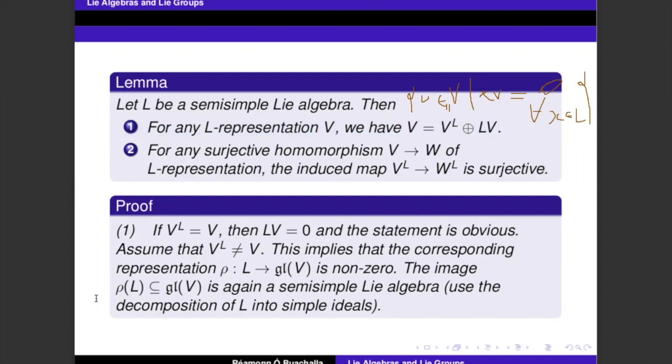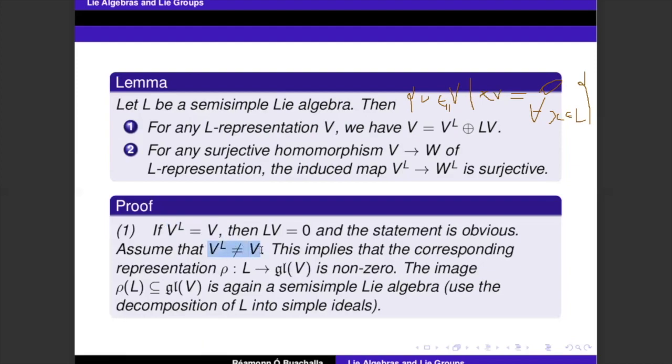If V^L is equal to V, which is to say everything in the representation is killed, which is to say that it's basically just a zero representation, then of course LV is equal to 0. That's clear, and then the statement is obvious. So in the case where you've got this trivial zero representation, the statement is obvious. Why do we labor on that? Well, that means that we can now assume that the representation is not zero. We now move on to the other situation, which is to say the case where there are elements contained inside of V which are not killed by the representation.